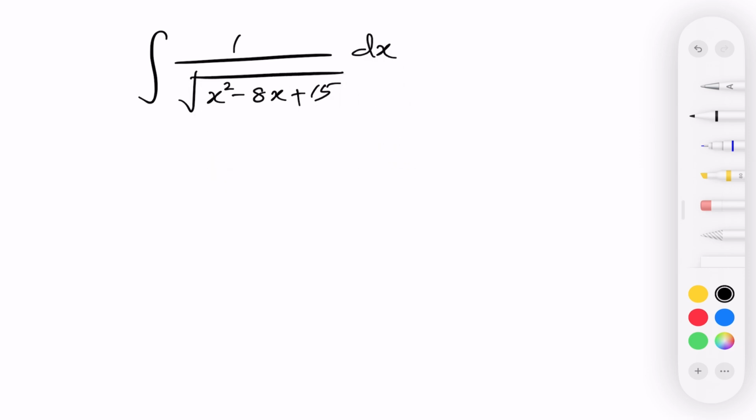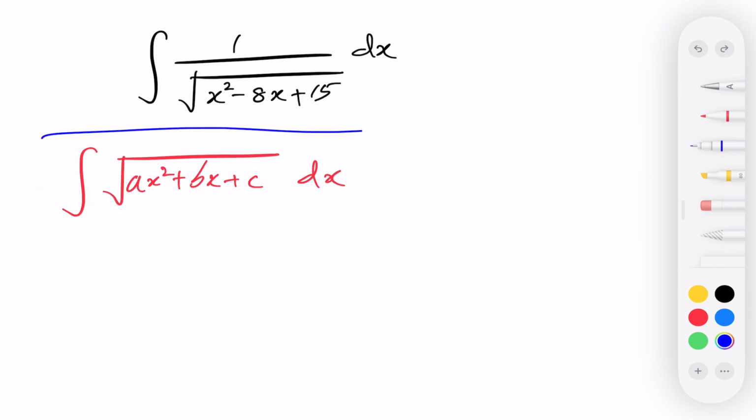Today we will see how to evaluate the integral 1 over square root x squared minus 8x plus 15 dx. Please note that this is an extension of our discussion that we started at the beginning of this week, which was about integrating square root ax squared plus bx plus c dx. There's a completely separate video explaining how to evaluate this integral, and I'll have the link posted down below in the description for those who have not yet watched that video.